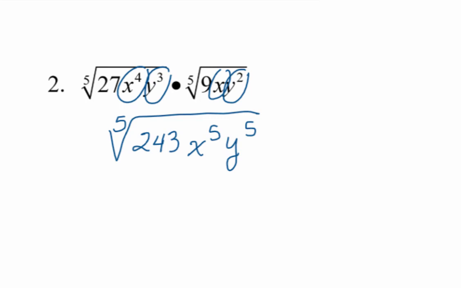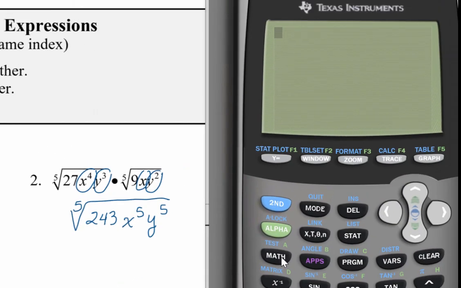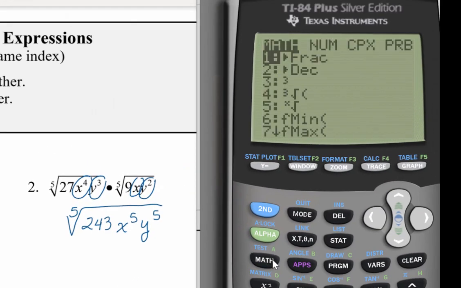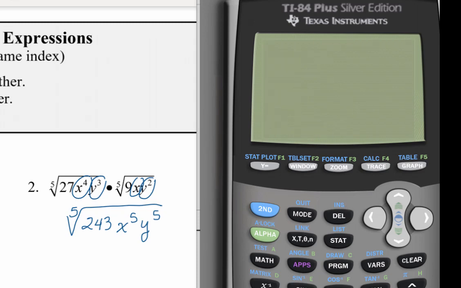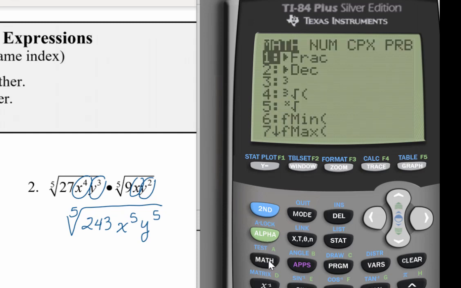So if you need to use your calculator for that, let me show you how to do that. The roots are in the math menu. And you'll see it there, the fifth one down, okay? I mean, number 4 is the cube root, and then number 5 lets you put the index that you want. And you want to put the index in first, okay, which is the fifth root. So put the 5, and then go to the math menu.